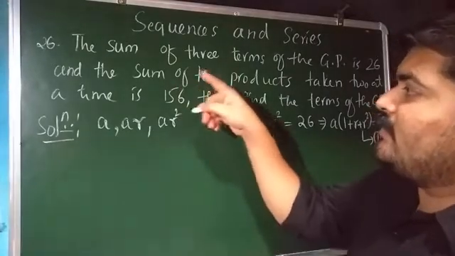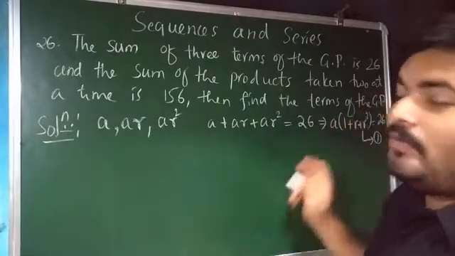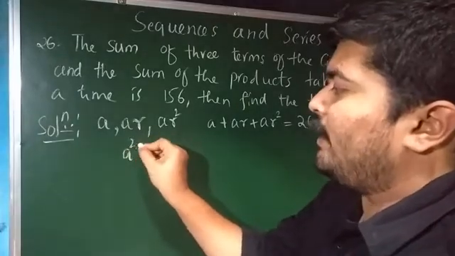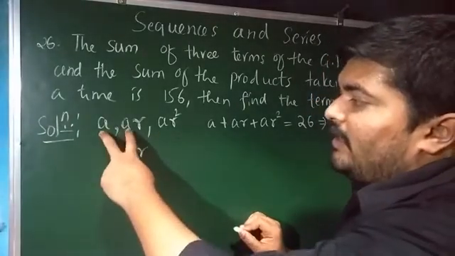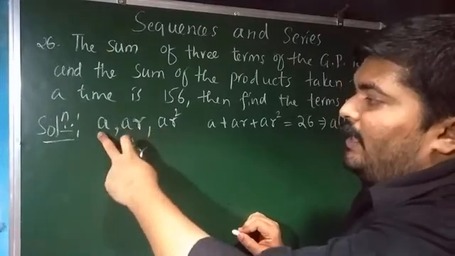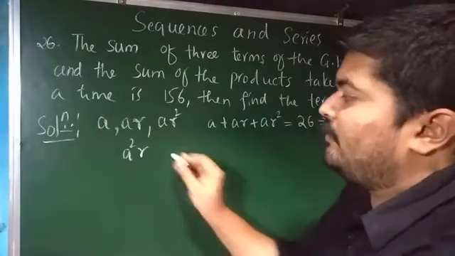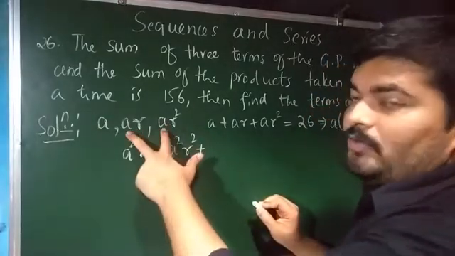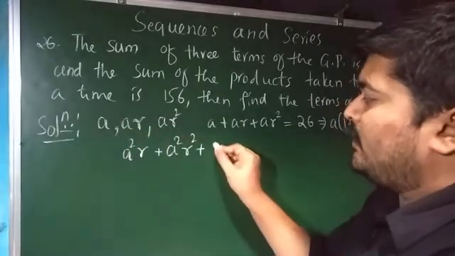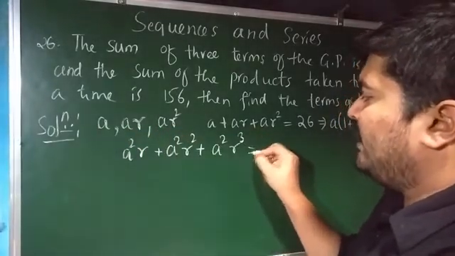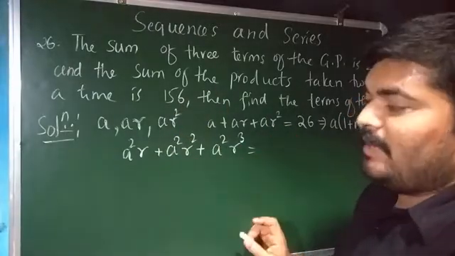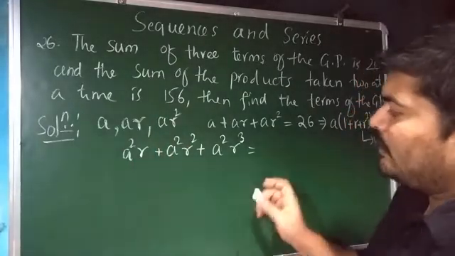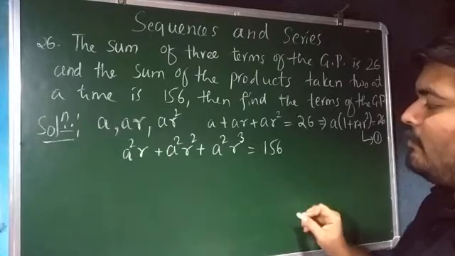Next, your task is to consider the sum of the products taken two at a time. That means first multiply these two, A into AR, that is A square R, utilizing law of indices, isn't it? Next one, A multiplied with AR square, that is we'll get A square R square, isn't it? Plus multiply these two terms, AR into AR square, that is A square R power 3. That is equal to how much they have given. I have taken the summation after taking the product of the two terms taken two at a time. Now what they have given, the summation is exactly equal to 156.